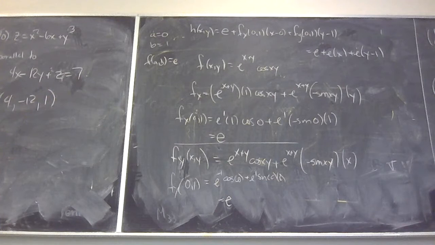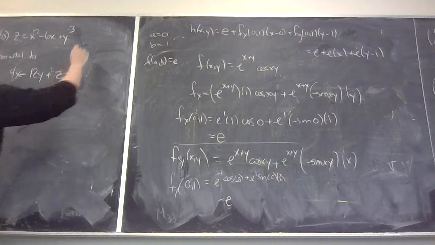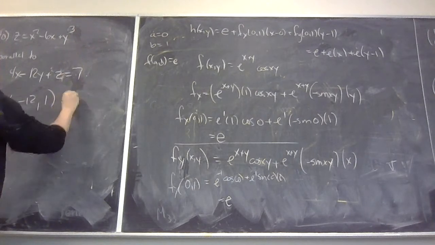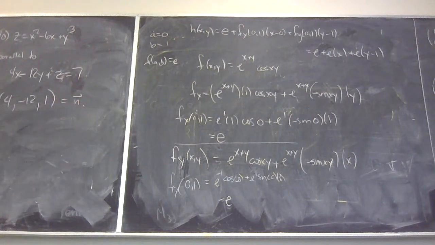And I'm going to find places where the normal vector to the tangent plane up here is parallel to this vector, right? Which means there's a multiple of that vector. So let's call this n. Okay, so the question is, what is the normal vector to that tangent plane? If I've got this function, which is some surface, how do I find its normal vector?